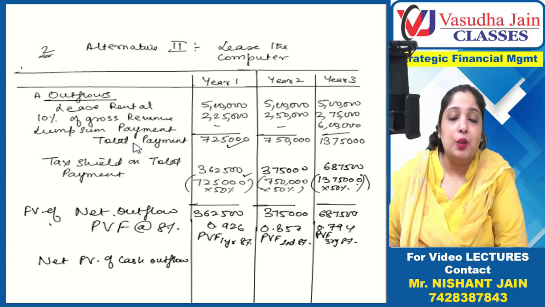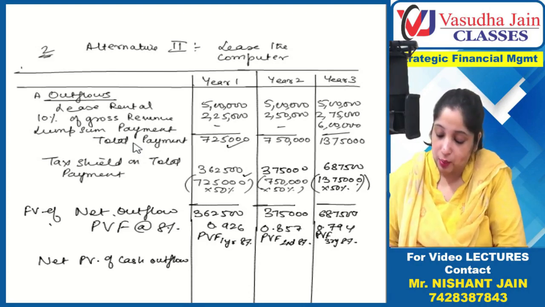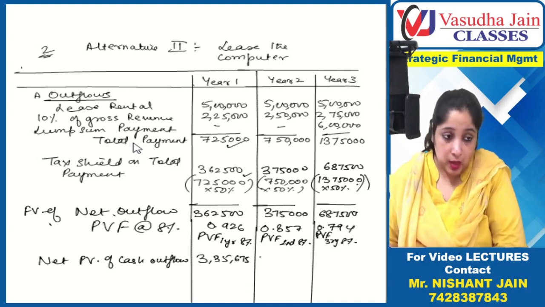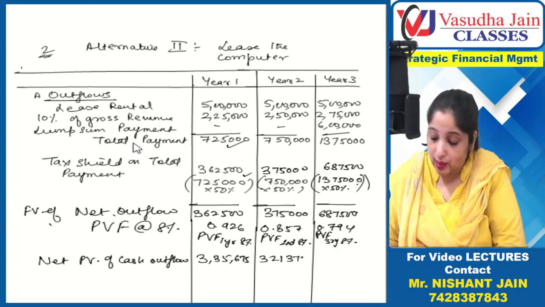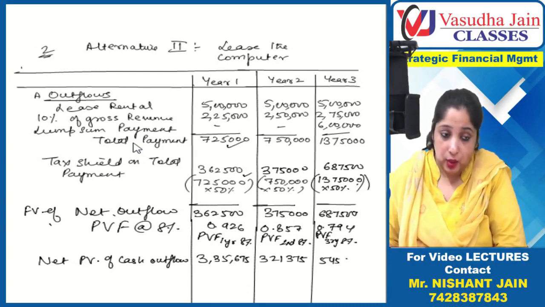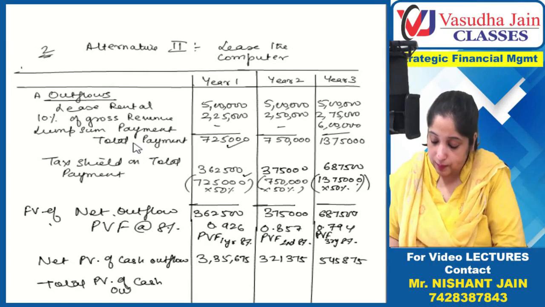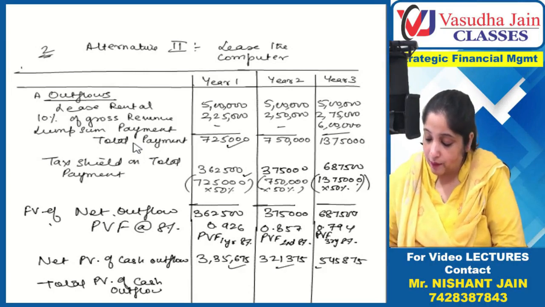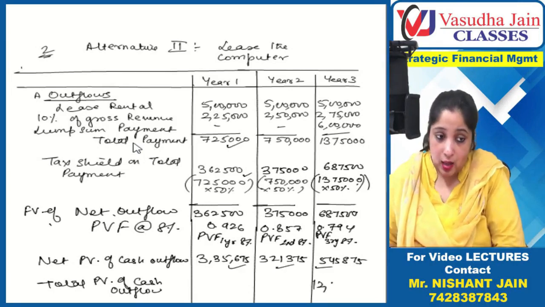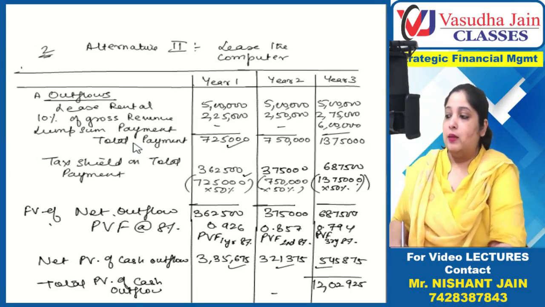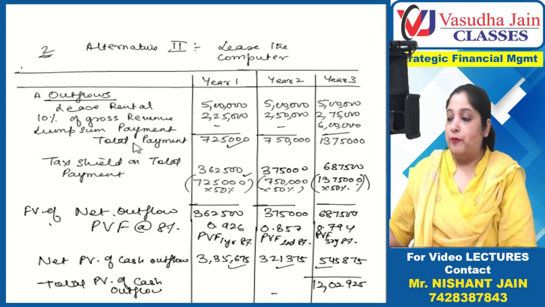Ma'am, what about revenue and operating cost? I am just coming to that. After multiplying we get 3,35,675, 3,21,375 and 5,45,875. So the total present value of cash outflow, when we add these three figures, we get 12,02,925. This is the total cash outflow.